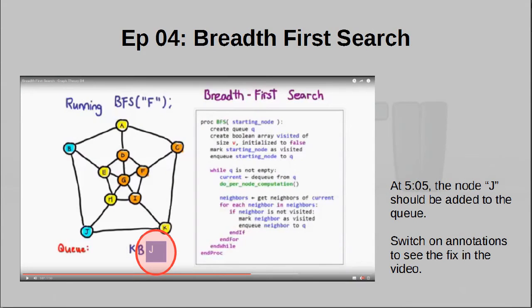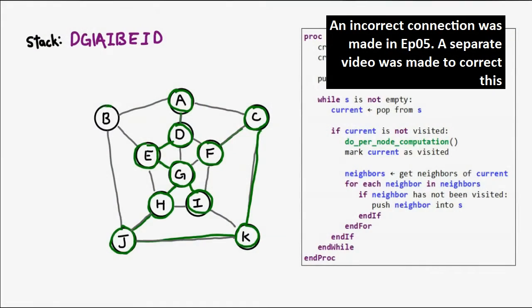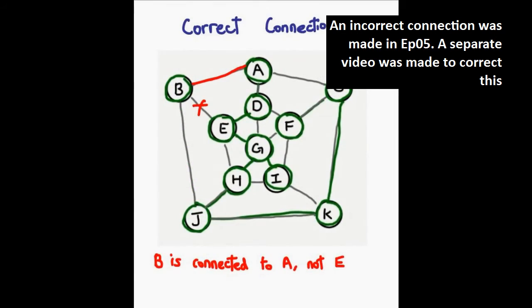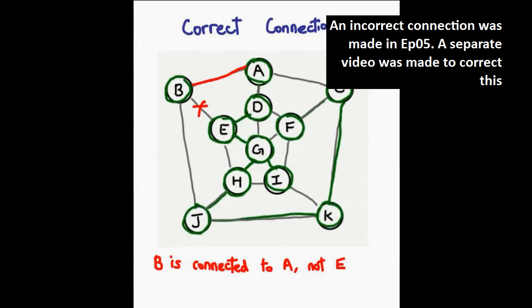Firstly, in the breadth first search, I actually made some error in the trace. If you switch on annotations in the video, you'll see that I have actually sort of patched over the trace. For the depth first search video, I did make a mistake in the trace as well, and I've actually released a separate video to complement it to tell you where the problems are.